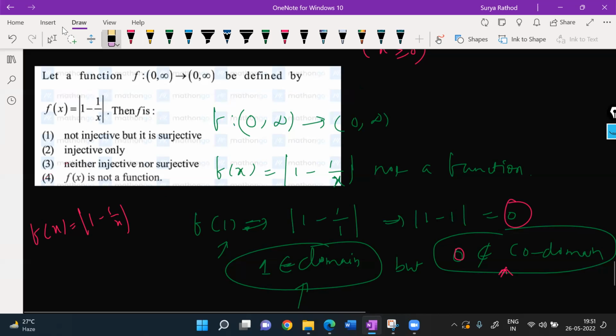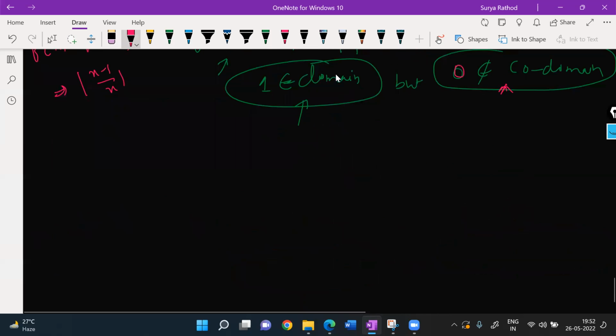Option, I would say, 1 second. Then can we say like this? 1 second. Look at this f of x modulus function, right? So the modulus x function can be written as what? x minus 1 by x, right? x minus 1 by x.